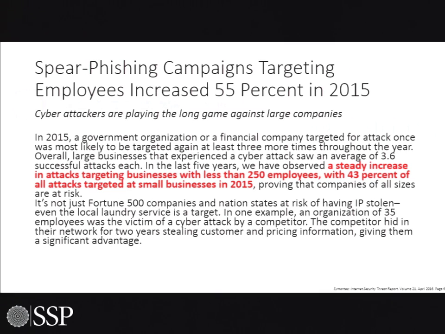A steady increase in attacks targeting businesses with less than 250 employees. 43% of all attacks were targeted at small businesses in 2015. That's nearly half of the attacks directed at small businesses these days. And that's very relevant because it shows you can't really say, oh yeah, we're just a small publisher and nobody's going to be interested. Why would we be a target? We're the nice guys. We even do open access journals. That's not how it's going to work.